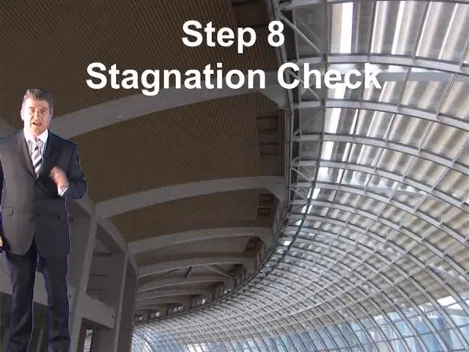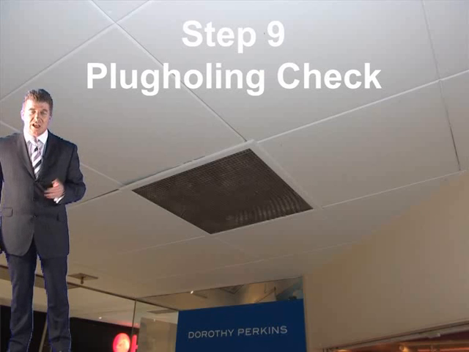We can move straight on to step 9, which is the plug hole-in check. Now, this does apply to both natural and mechanical ventilation, so we do need to work out the plug holing check. Don't forget there's 2 models to determine if plug holing will occur, and this depends on where the ventilator is located. There's 2 models, one when it's nearer than 2 metres from the edge and one when it's more.